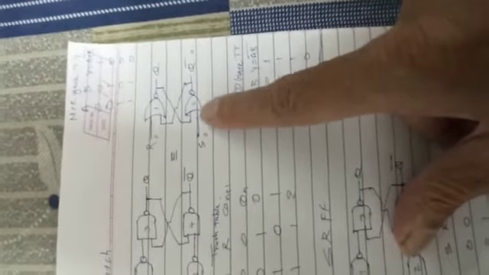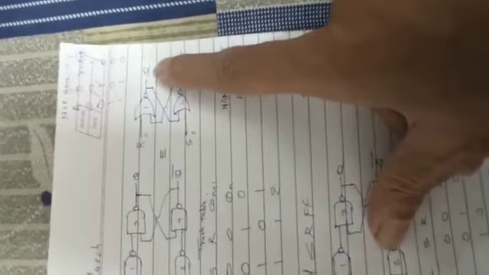If this is 0, this is 1, then it will get set. If this is 1, so this will be 0. So this 0 and 0, here will be 1. So here in case of 0 1 it is getting set.